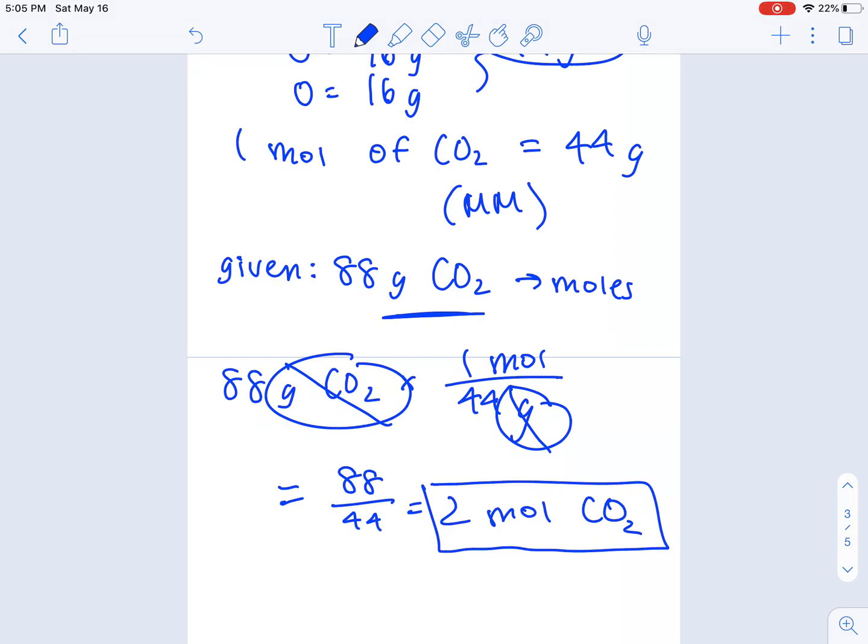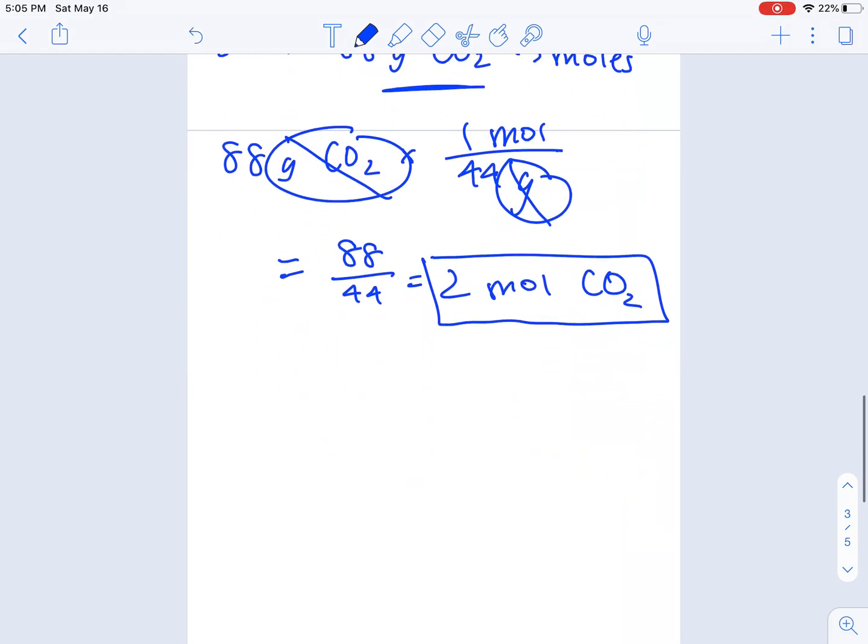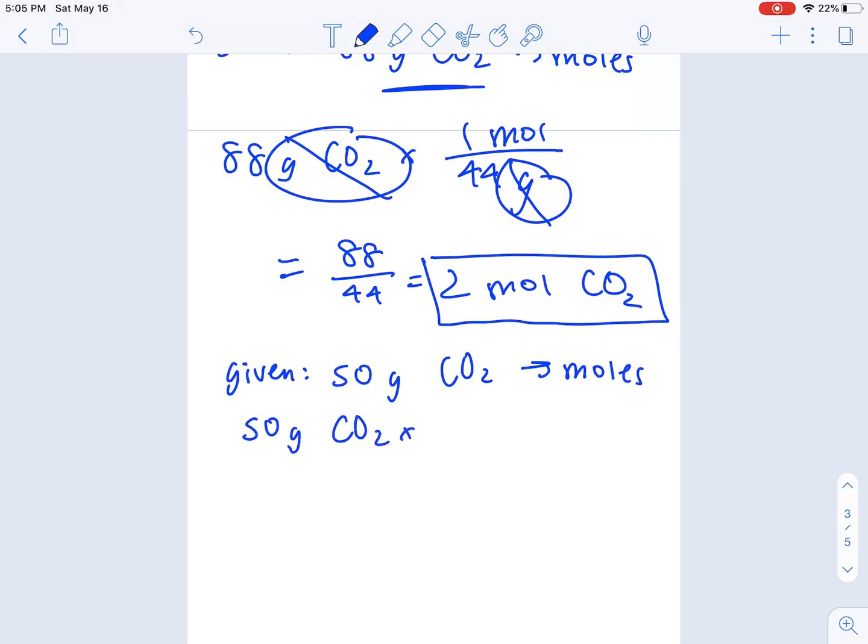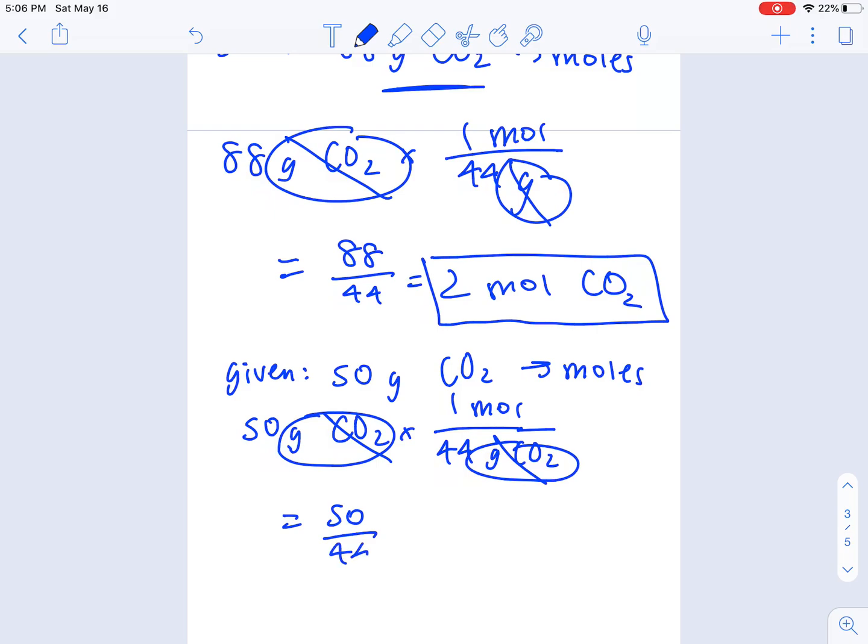The given number might be 50 grams. You have to do 50 grams and then plug it into that. Okay, actually, let's try that. So let's say the given number is 50 grams CO2. Convert to moles. So 50 grams of CO2, and the molar mass never changes, is 44 grams CO2, is 1 mole. Now this one's not all pretty and nice where it's just a 1-to-2 ratio or 2-to-1 ratio. This is 50 divided by 44 moles of CO2.